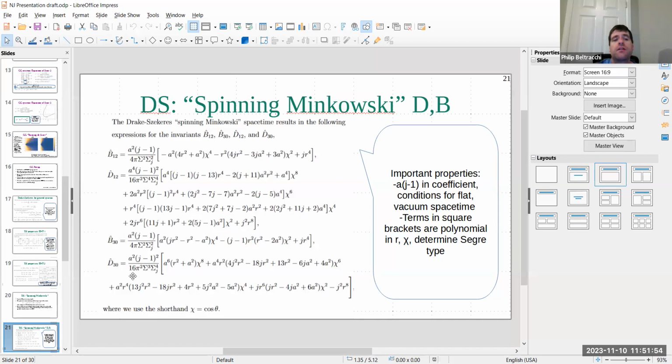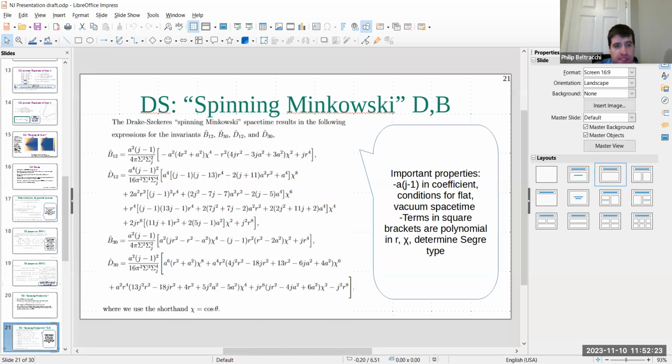So the sign of the discriminant term here, the D30, which will determine our Segre type of the T5 block, is based on this polynomial in R and cosine theta, which we borrowed the shorthand from Drake and Szekeres. They used the shorthand chi is equal to cosine theta in order to shorten some of these expressions.